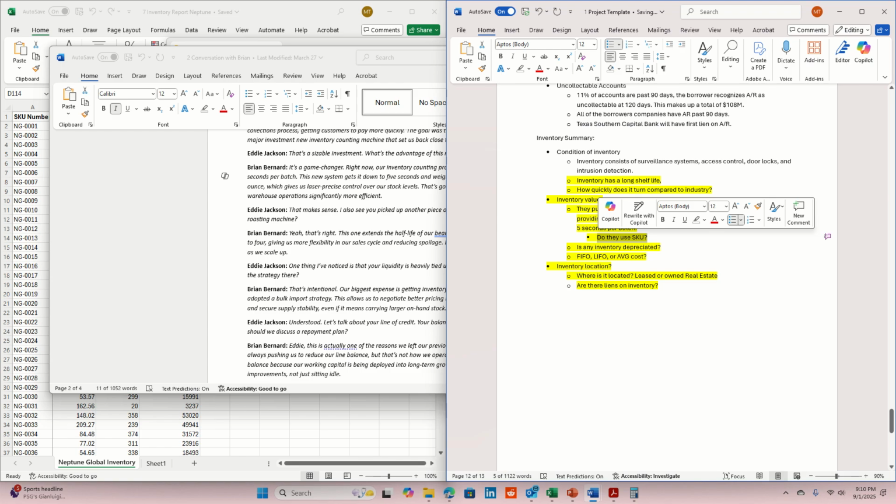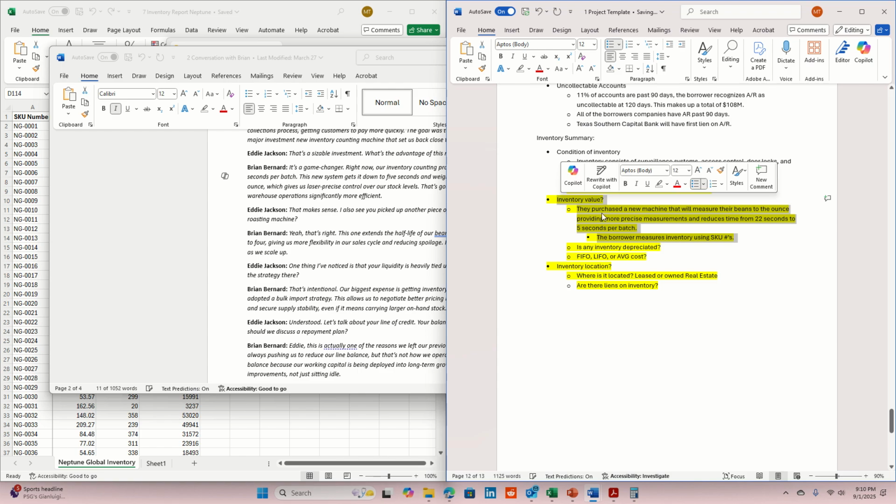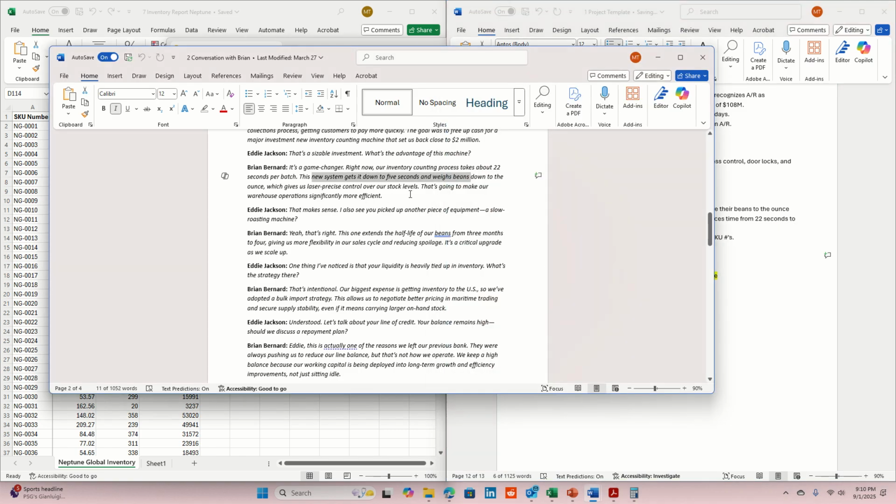I'm asking you that because I want you to say the borrower measures inventory using SKU numbers. Just keep it simple. So that's 2 comments here. And remember, this comment is for Brian's Beans. Now, we don't really know how they value their things. Are they using FIFO, LIFO, or average cost? If you know how to calculate that, calculate it. If you don't, then you might be stuck.